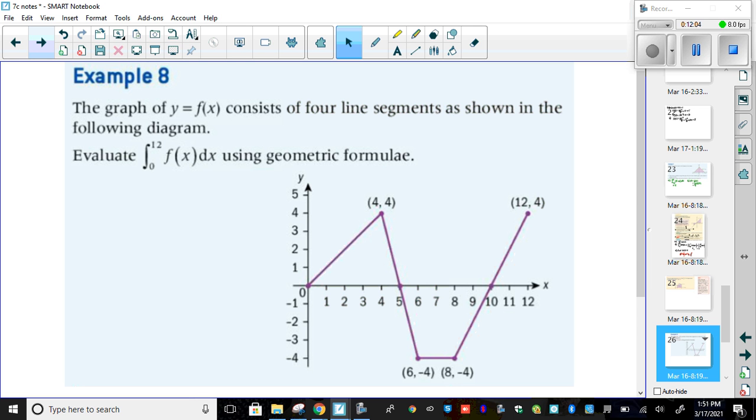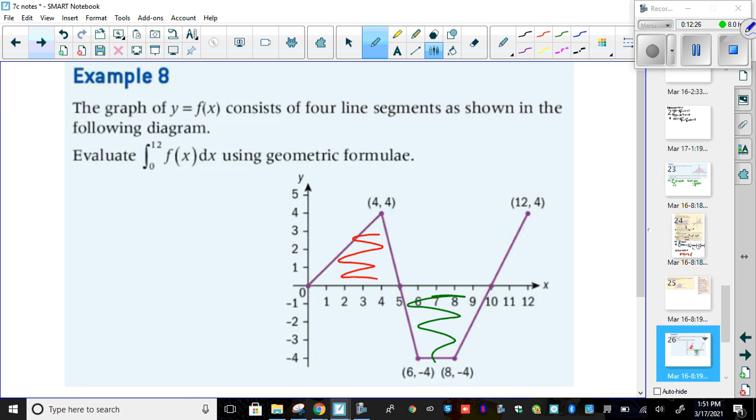No. I asked you to evaluate this integral. And you're going to do this by doing some area formula stuff. So go ahead and go through, find each of those 3 areas for each of the 3 portions between the function and the x-axis. So find that area, find this area, and we're stopping at what, 12? Find that.